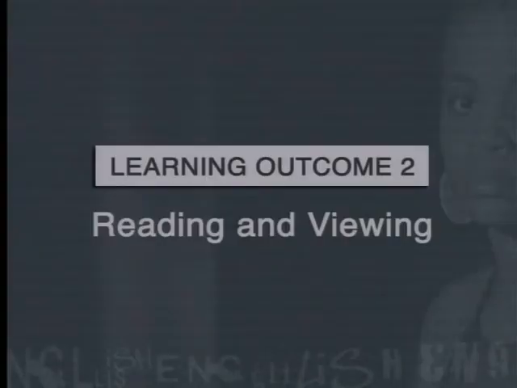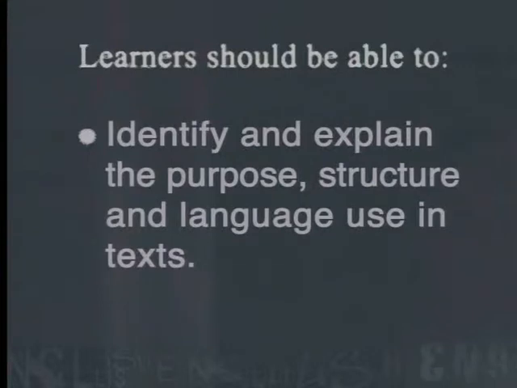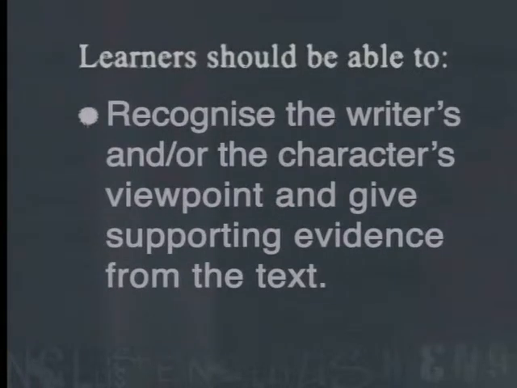The following lesson is linked to Learning Outcome 2, Reading and Viewing. It addresses the assessment standard that requires learners to explore and explain key features of texts and how they contribute to meaning. Learners should be able to identify and explain the purpose, structure, and language use in texts. Learners should be able to recognize the writer's and/or the character's viewpoint and give supporting evidence from the texts.